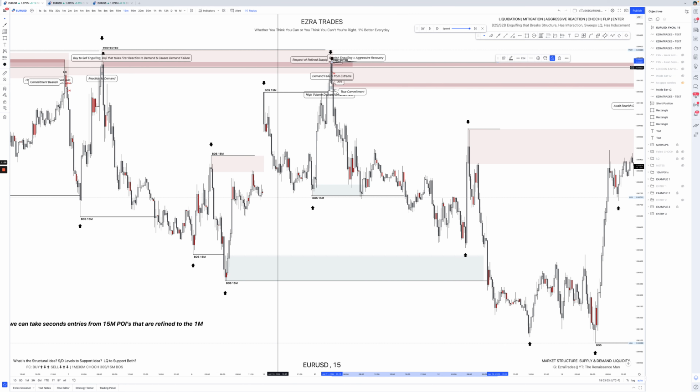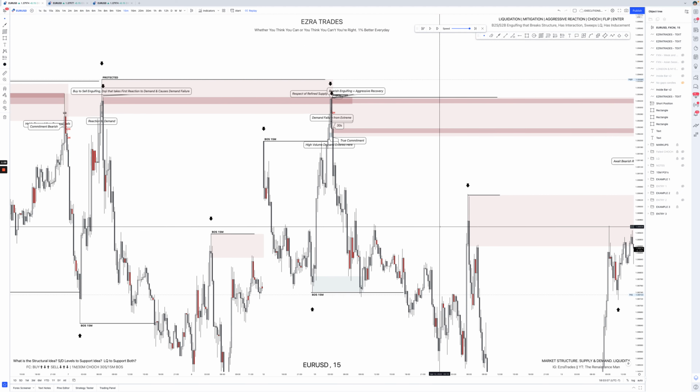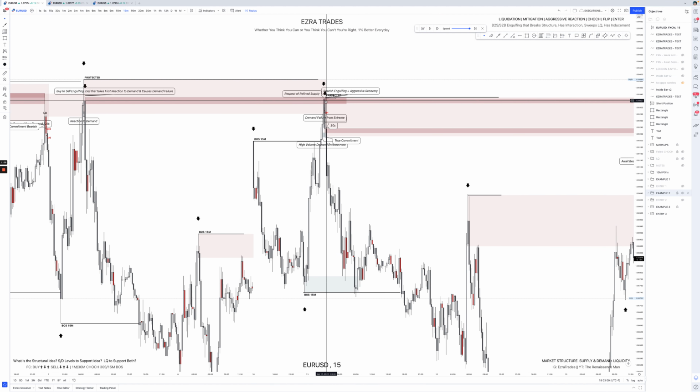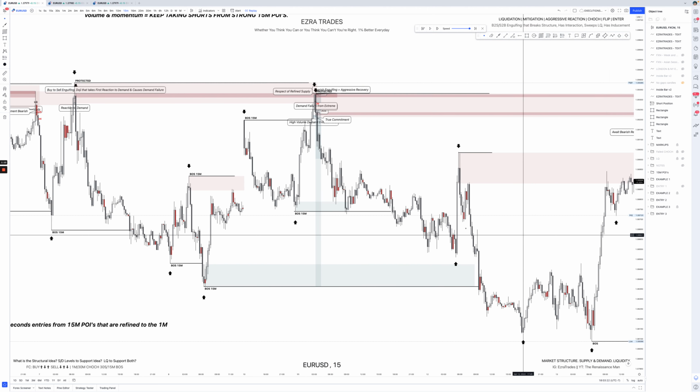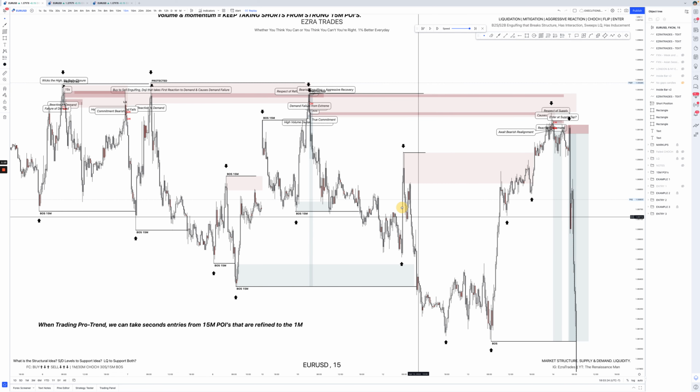This one was a 1 minute point of interest, the doji, right? We came in, we respected that 1 minute point of interest so clean, right? What does that trade look like? This trade was 96R, right? Caused a 15-minute break of structure because we know the 15-minute is bearish, right?